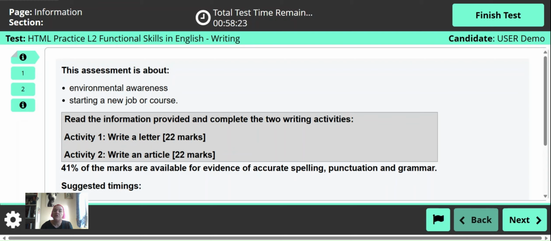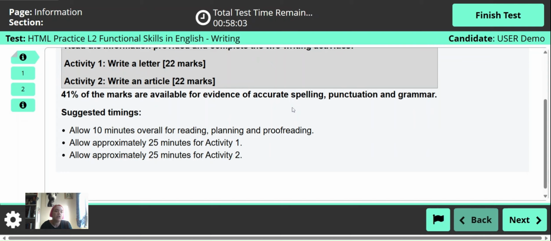As always, it tells us to read the information that is provided and complete the two activities, the first being a letter, the second being an article. And we can see that they are both worth the same amount of marks. We should spend the same amount of time and put the same amount of effort into each one. If we scroll a little further, it recommends we spend 25 minutes on the first activity, 25 on the second, and then 10 minutes that we hopefully can split between planning to start with, and then checking, editing, and proofreading once we've completed the two questions.